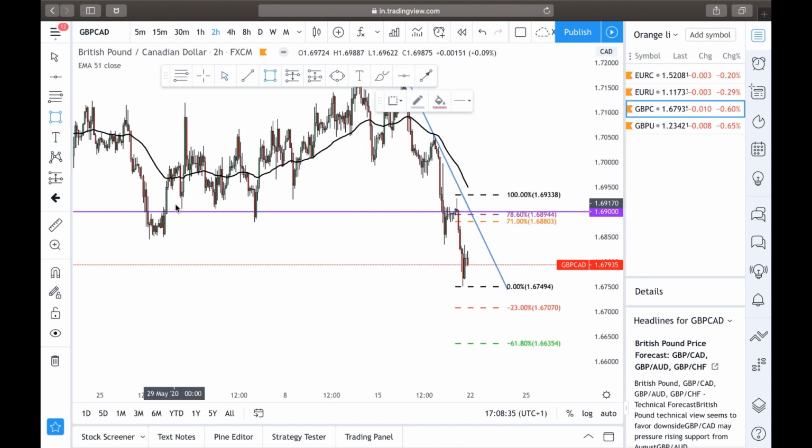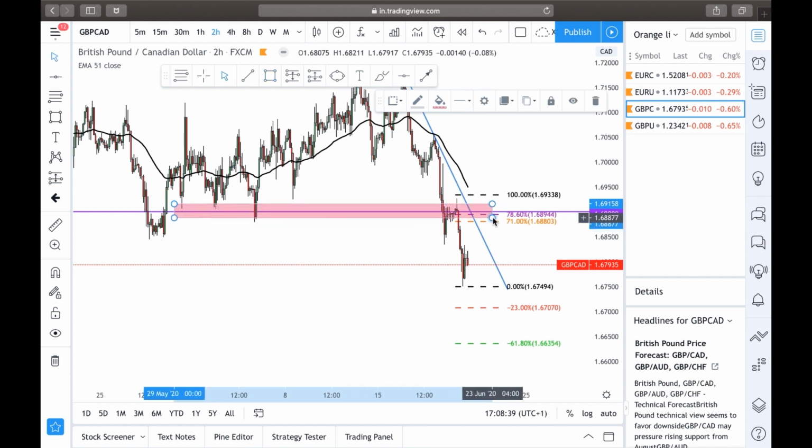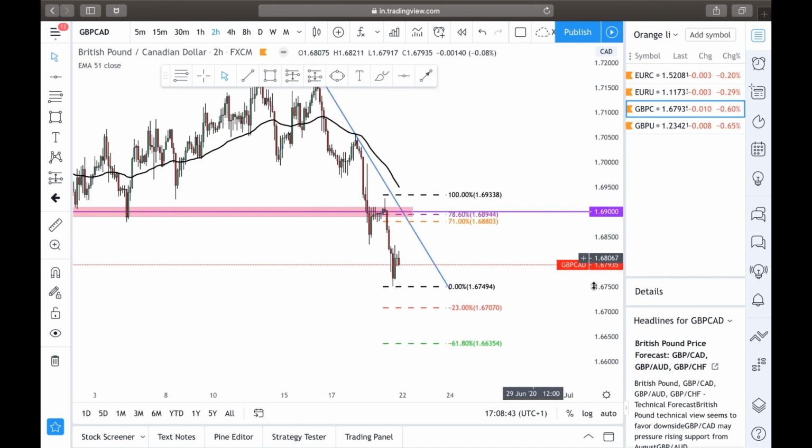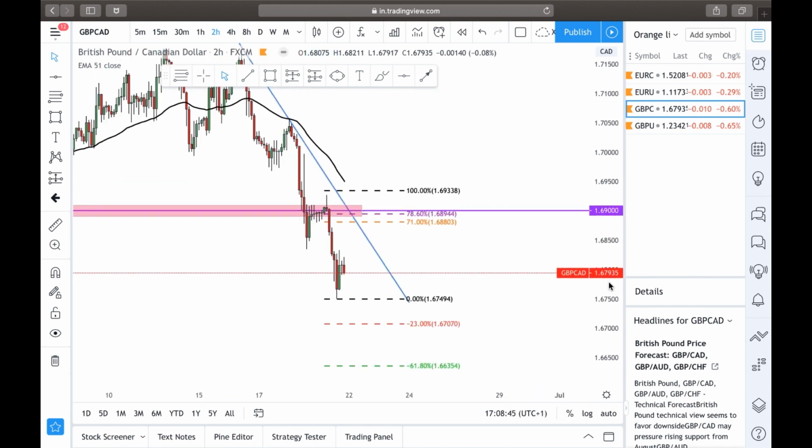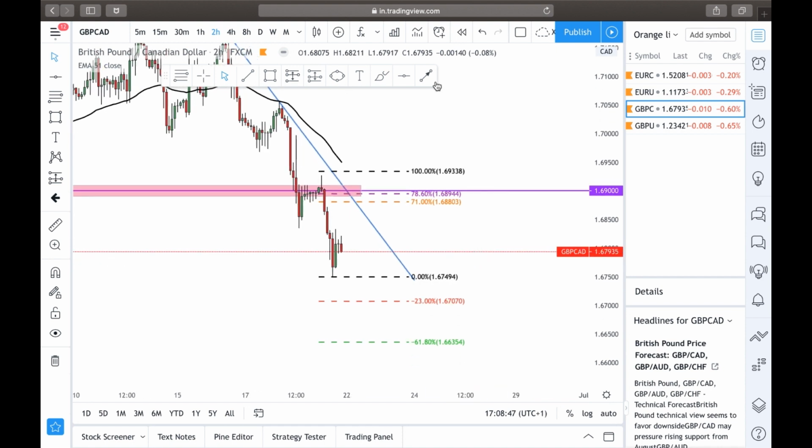And what do we have? We have structure. Look at this, support, support, support, broken, now we retest as resistance. So that's what I'm seeing there. And then, let's have a little zoom in. So we're on the 2 hour time frame right now. So my strategy works on day trades as well.